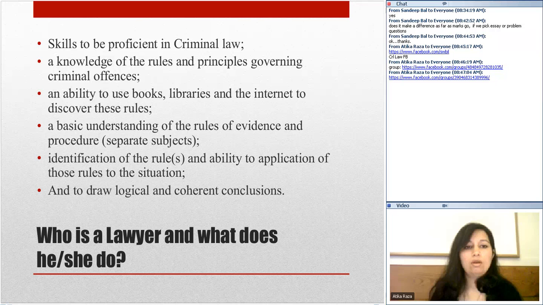All right, let's come to the real thing now. Who is the lawyer and what does he or she do? As far as we are concerned here, who is a criminal lawyer, right?